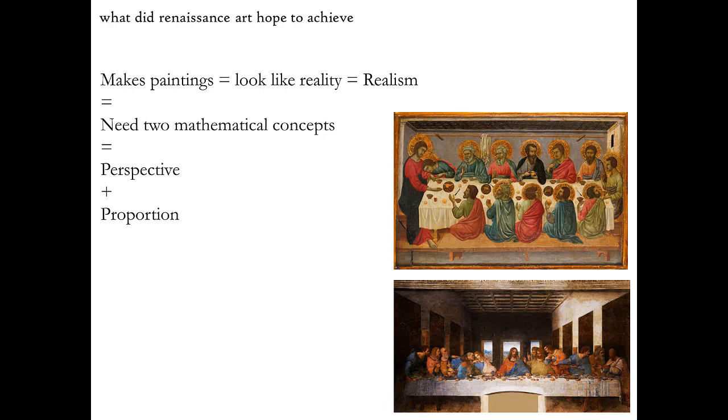But look at how they interact in Da Vinci. Look at how the nature is outside. Look at how the room recedes, right? It looks like a real place with real people doing real things. To do that, you need two concepts. You need mathematical concepts that get you perspective and get you proportion.